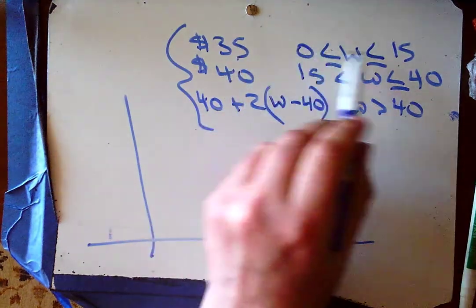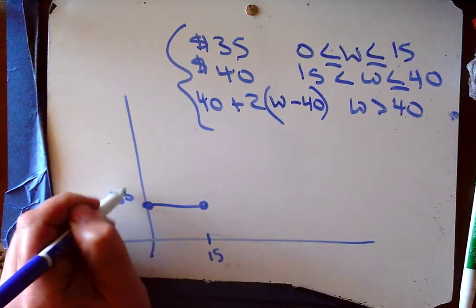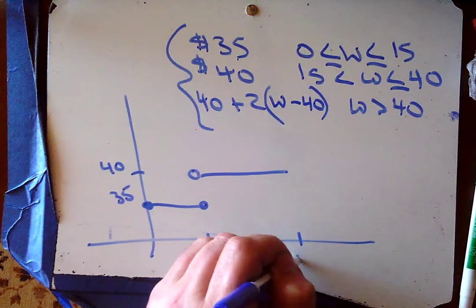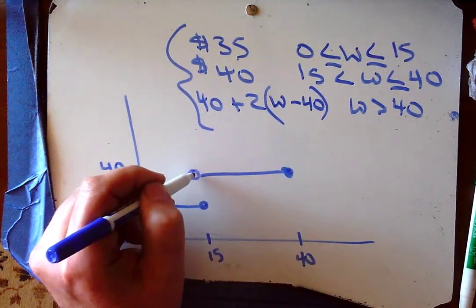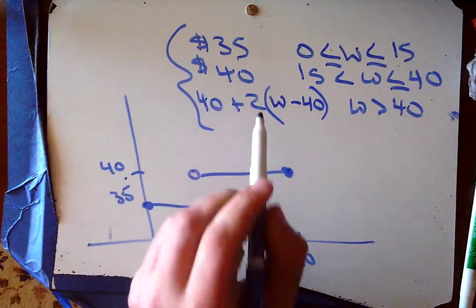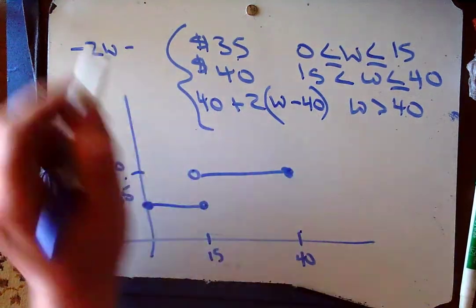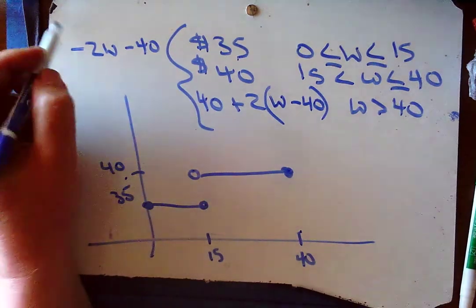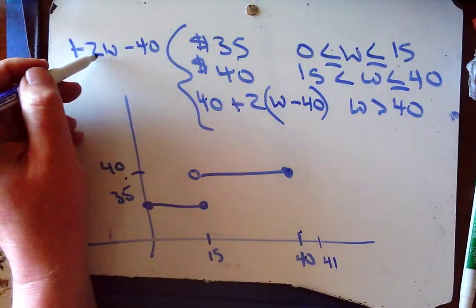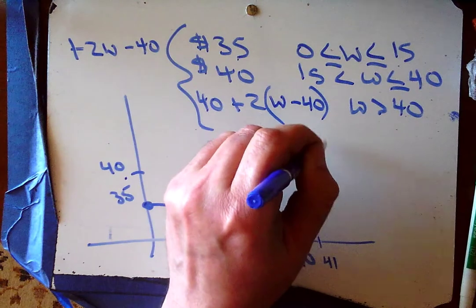It's the constant 35 from 0 to 15. Then we jump up to 40 from 15 to 40 pounds. That's an open circle at 15 and a closed circle at 40 with $40 grooming. And then over here, once I get past 40, I've got negative 2W minus 80 plus 40 is minus 40. And that's positive 2W. Okay, so if I plug in 41, 41 times 2 is 82, minus 40 is 42. So that's going to be here, 41, 42.